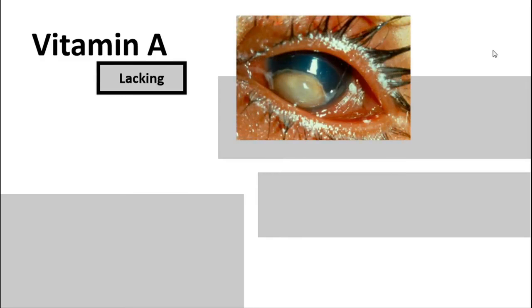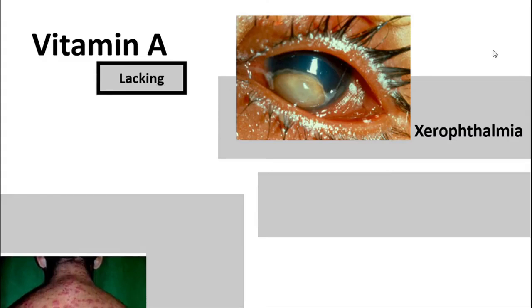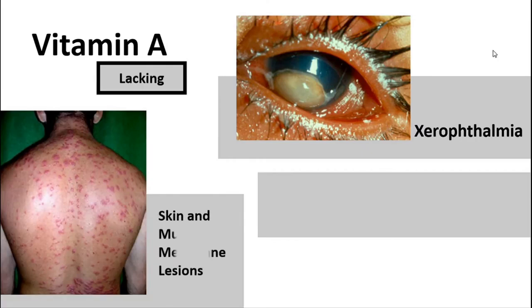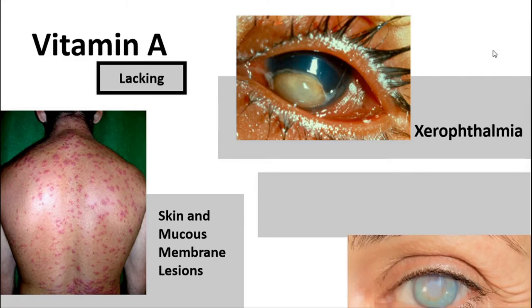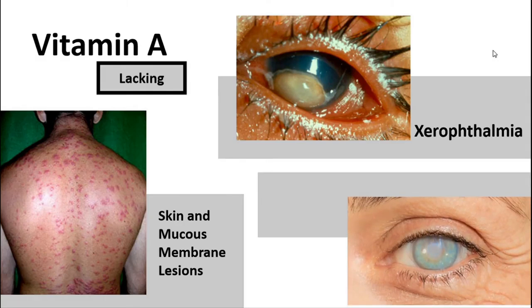So, what happens if you don't get enough vitamin A? The first condition is xerophthalmia. It is a medical condition in which your eyes can't produce tears. There can also be skin and mucous membrane lesions. And finally, you can get blindness.